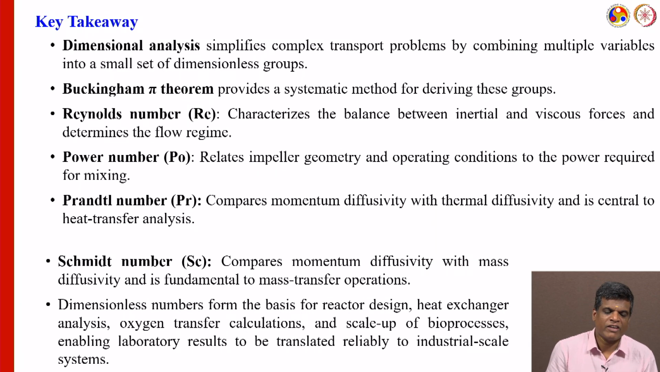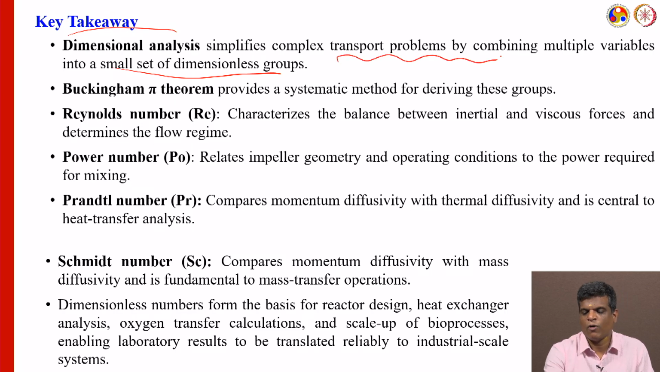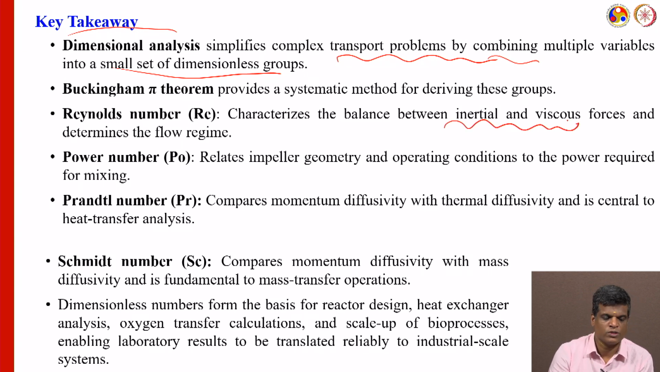So, what are the key takeaways here? We first discussed dimensional analysis, which simplifies complex transport problems by combining multiple variables into a small set of dimensionless groups. The Buckingham pi theorem we discussed. Then the Reynolds number: what is the Reynolds number? It is the ratio of inertial force to viscous force.